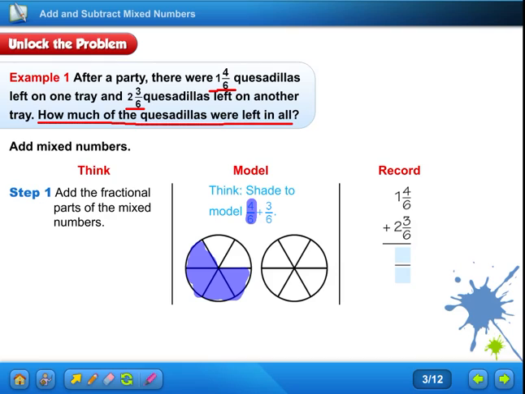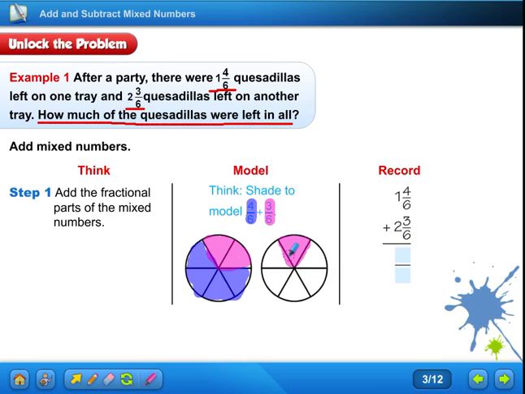Now 3/6, I'm going to shade 3/6. So I can shade 1, 2, but there's only 2 pieces there. So I'm going to have to come over here and shade one of these. So far I've shaded 1, 2, 3, 4, which is 4/6, and I've shaded 1, 2, 3, which is 3/6.